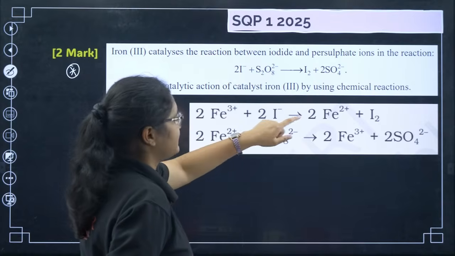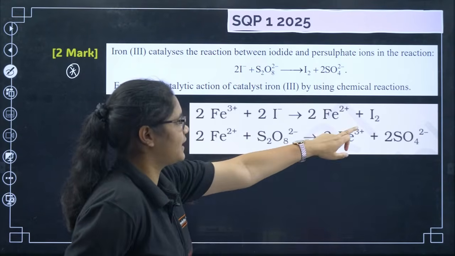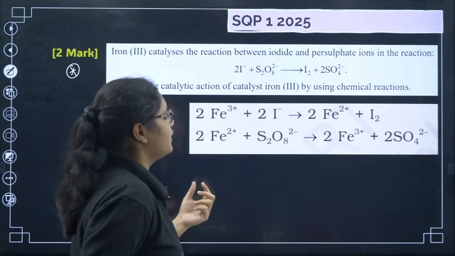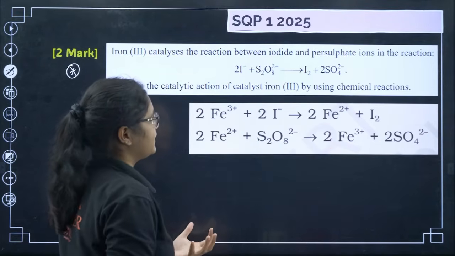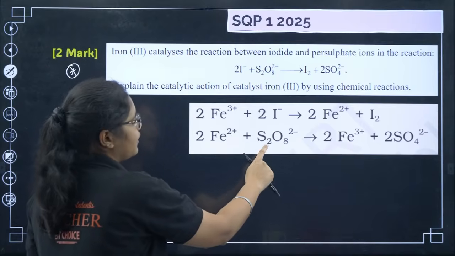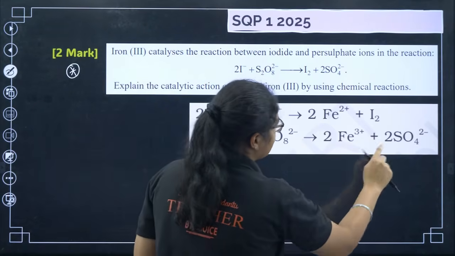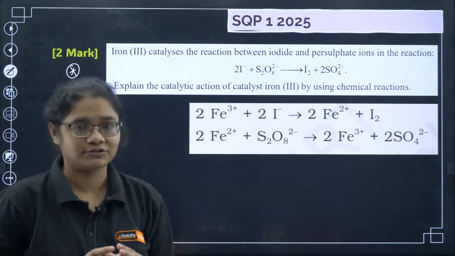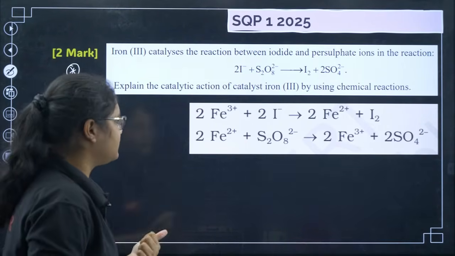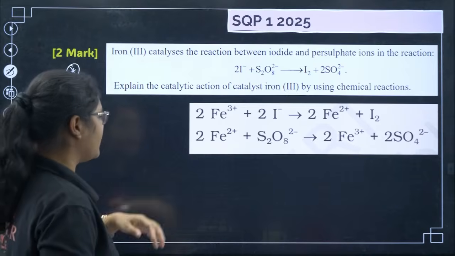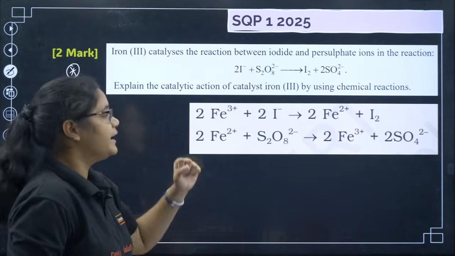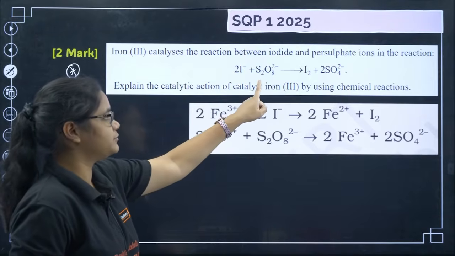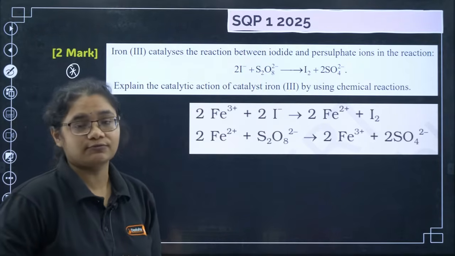Fe3+ reacts with I- and gets converted to Fe2+ and I2. Now this Fe2+ which is formed in this reaction reacts with S2O8 2- to give you Fe3+ and SO4 2-. If I add these two reactions, this is the final reaction I get. So Fe3+ as a catalyst reacts with I- giving you Fe2+. Now Fe2+ reacts with S2O8 2- and gives you SO4 2-.